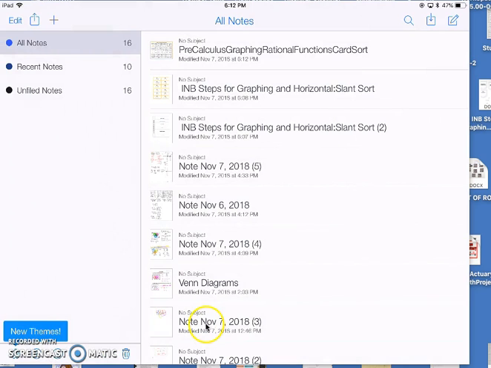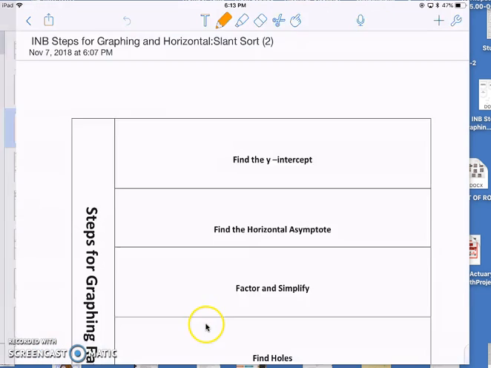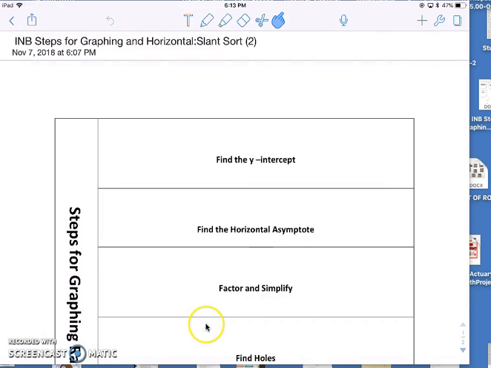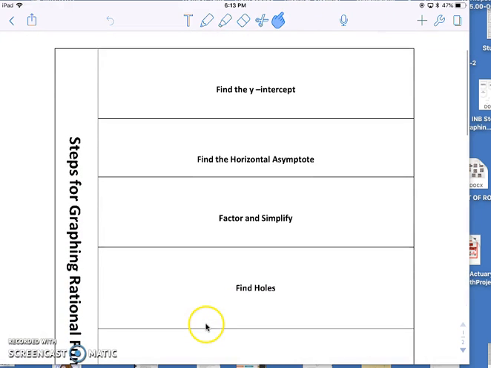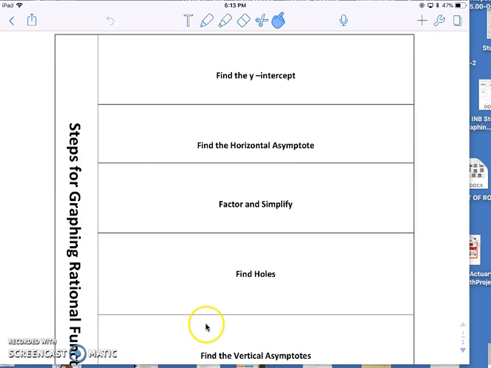So what we're going to go through now is a checklist for finding these. So when you have a graph, the first thing you want to find is the y-intercept. And how do we do that? We plug in 0 for x.